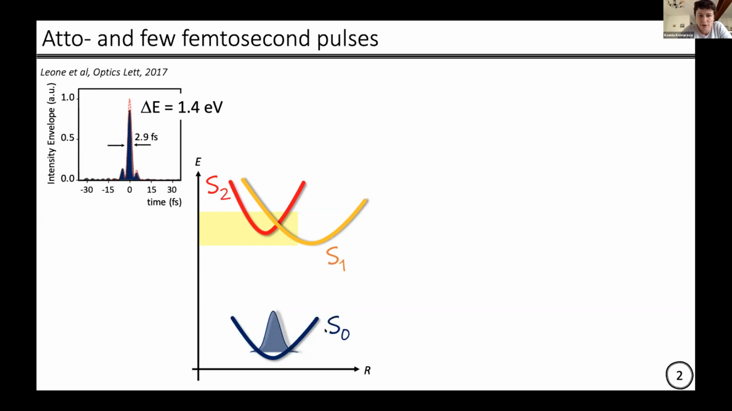Here is this picture. I have, let's say, a diatomic molecule with an internuclear distance here on the X axis and energy here. We have a ground state. We have the Franck-Condon region. And in the Franck-Condon region, we have a coupling between the two excited states. We have in the diabatic picture two potentials that cross.